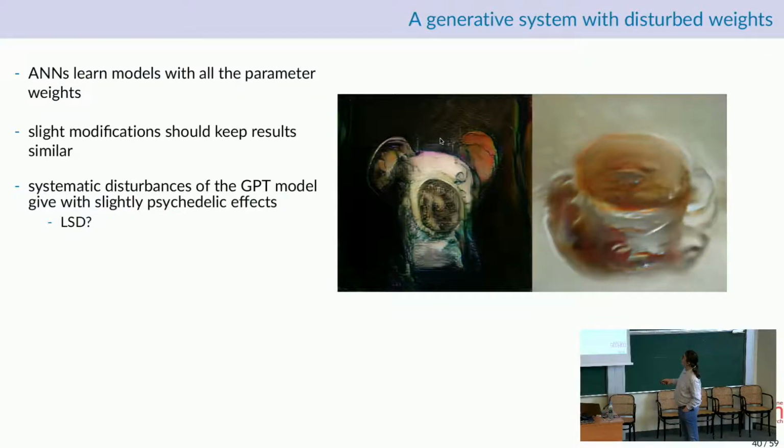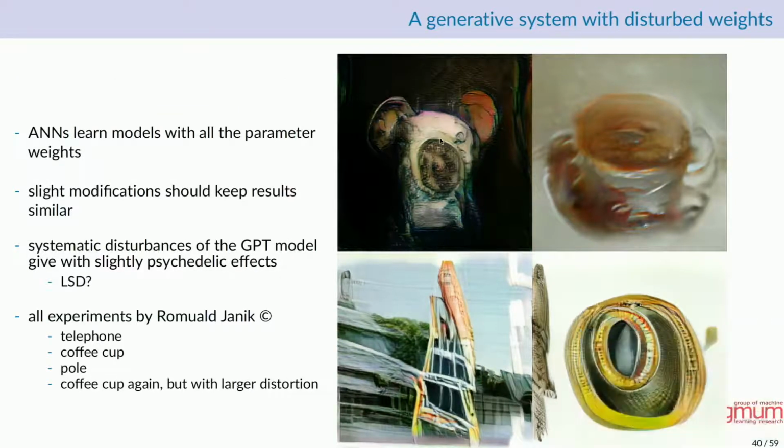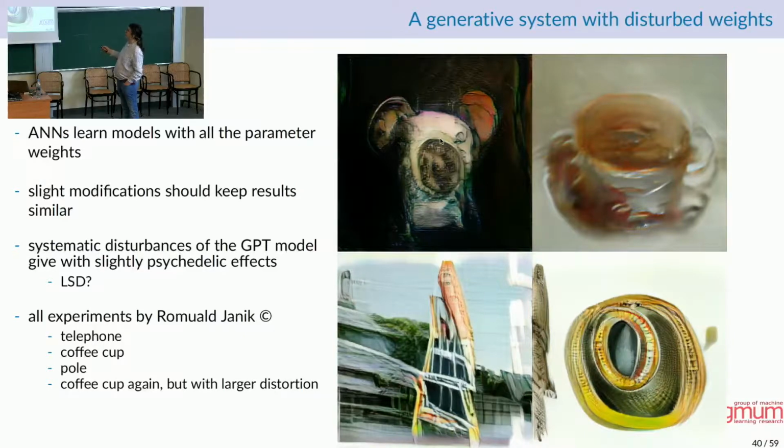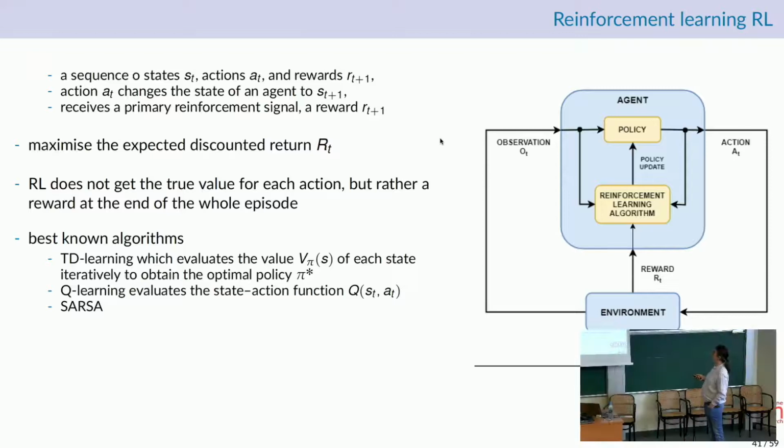these are the images when you tell the system to build an image for a telephone, for a coffee cup, for a pole, a coffee cup again, but this was done with a large disturbance. The idea of Romek was to build a system which would be under some influence of drugs. And I think he succeeded somehow in it. I don't know, really, whether he succeeded, whether it looks like that.